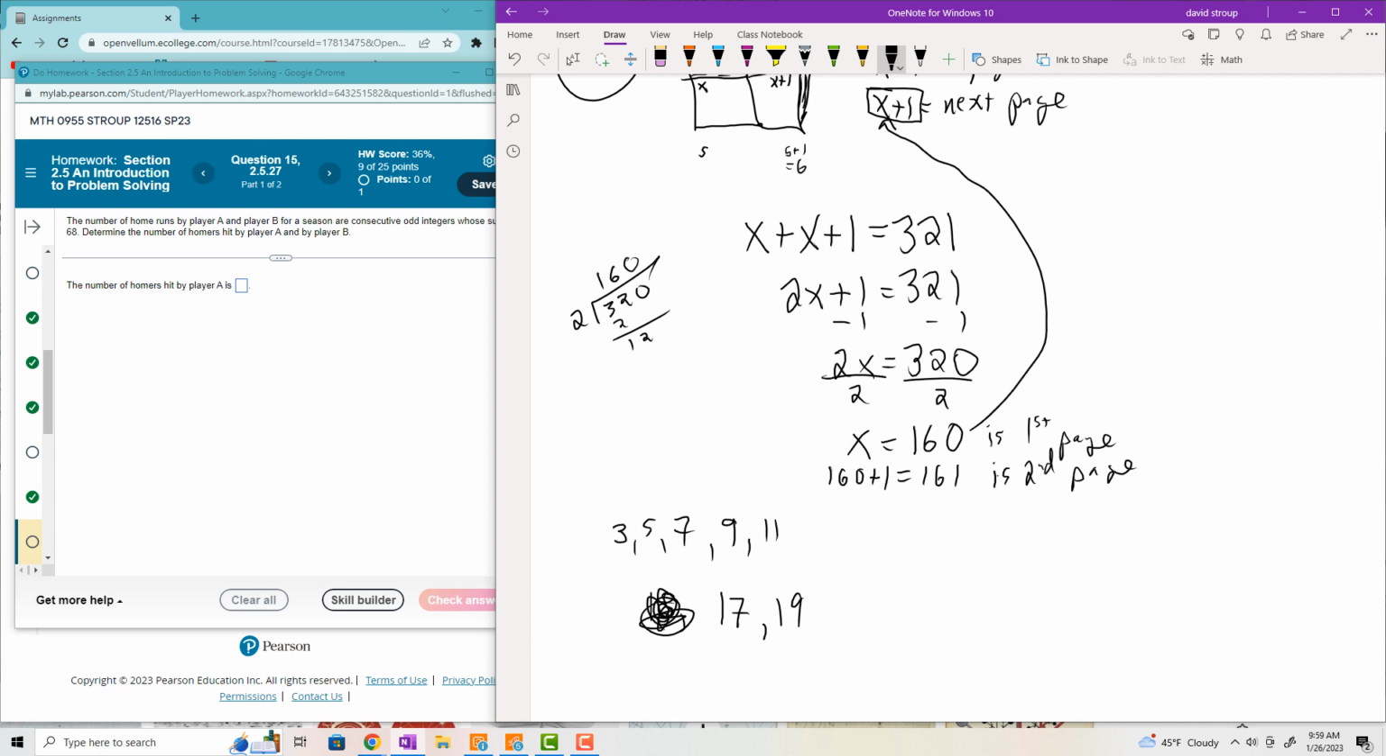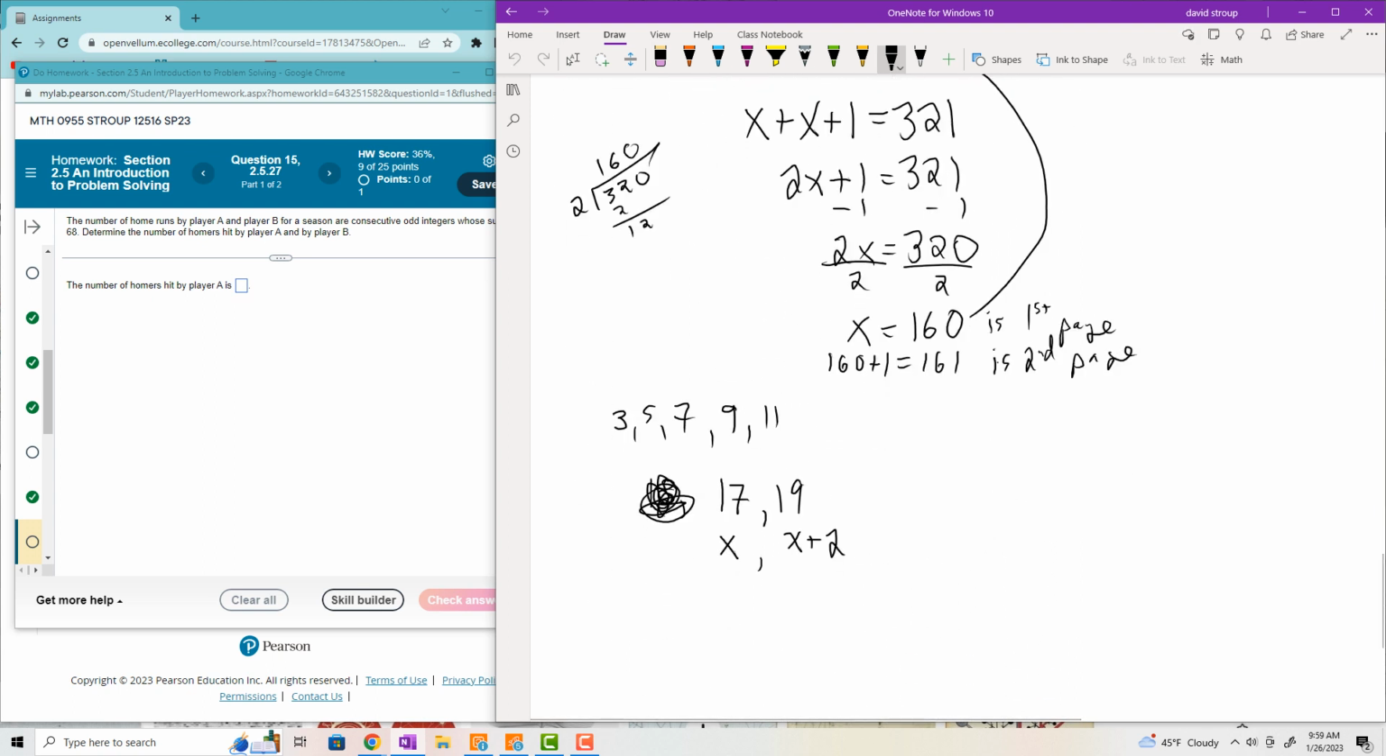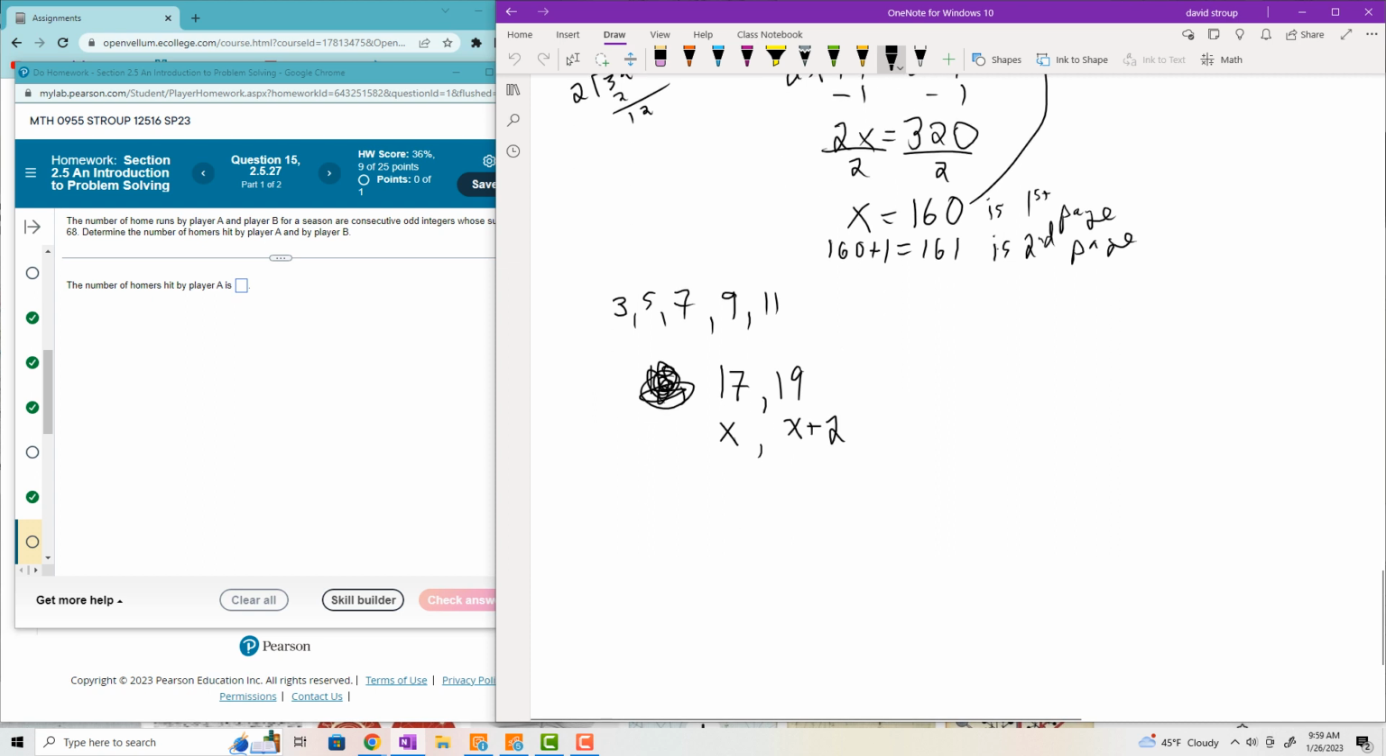So if one person is getting X home runs, the next person is getting X plus 2 home runs. It's a lot like the previous problem, except instead of consecutive integers, you're going consecutive odd integers, so you have to add 2 instead of just 1. All right, so let's try number 15.